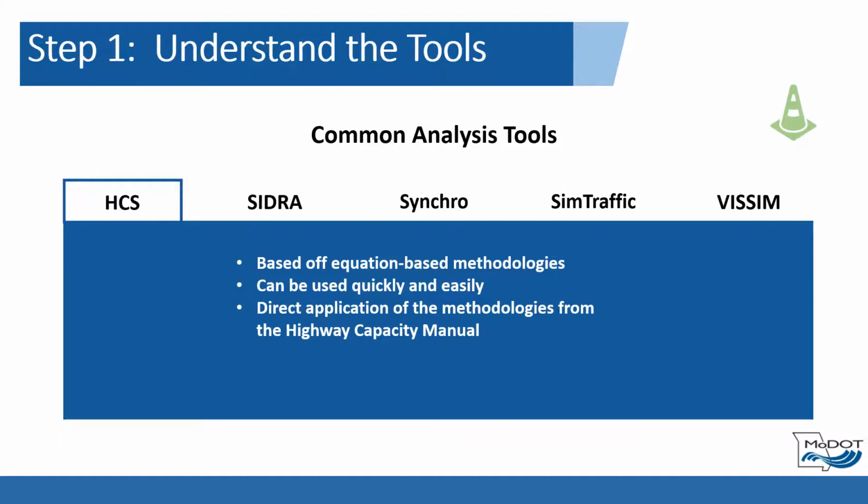There are 5 common analysis tools that we use. HCS, or Highway Capacity Software, is based off the equation-based methodologies of the Highway Capacity Manual, or HCM, and can be used quickly and easily with simplistic parameters and inputs. HCS is the direct application of the methodologies from the Highway Capacity Manual.